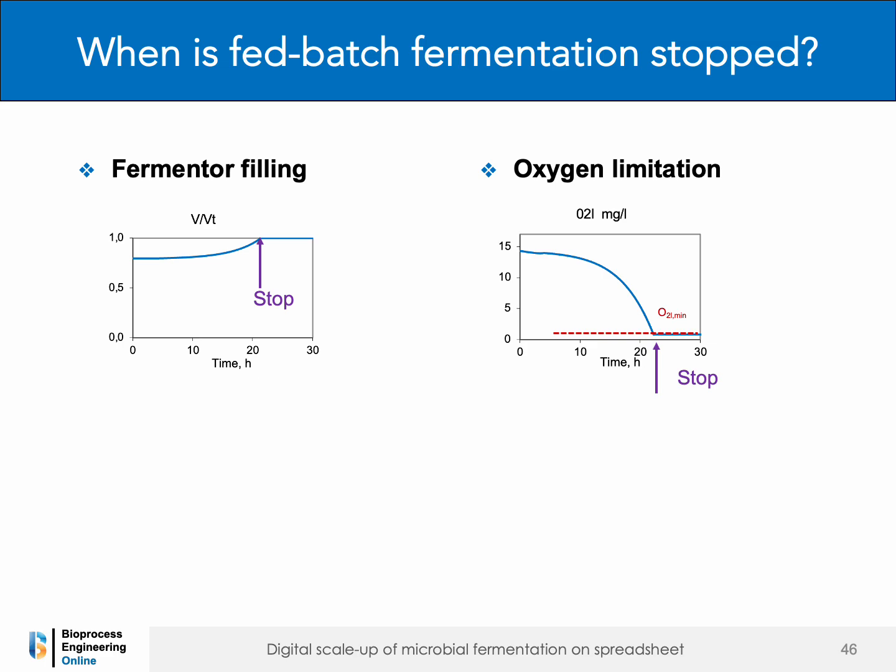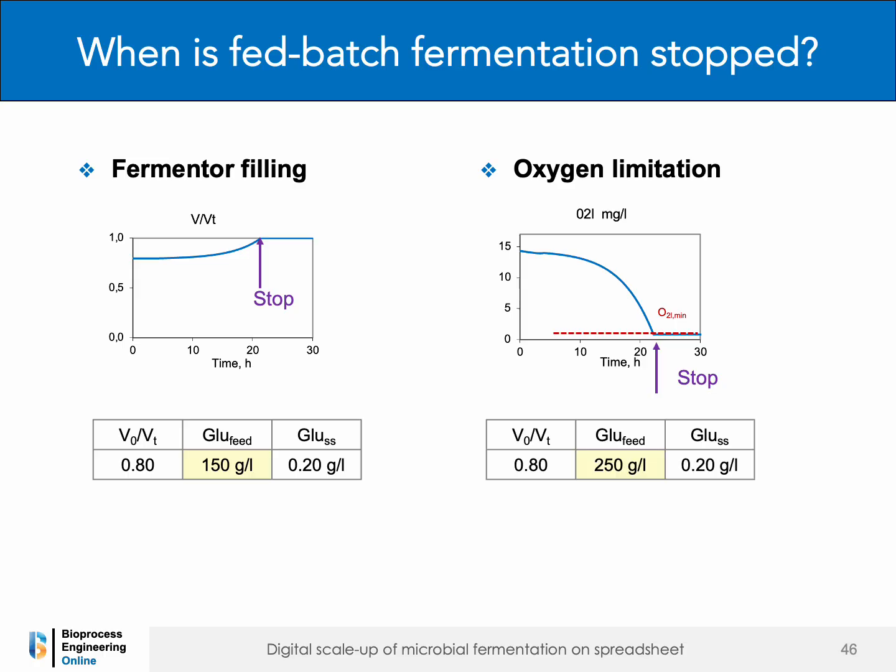The limiting condition depends on the operating variables. For example, with a feed glucose concentration of 150 grams per liter, the process is typically stopped by fermenter filling. In contrast, at a higher feed concentration of 250 grams per liter, oxygen limitation occurs first and dictates the end of the fermentation.